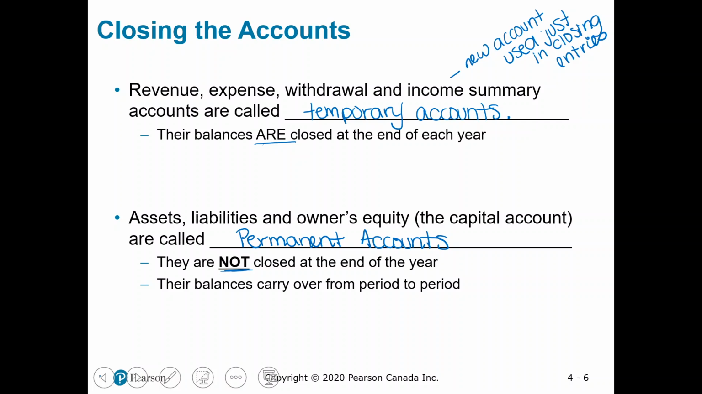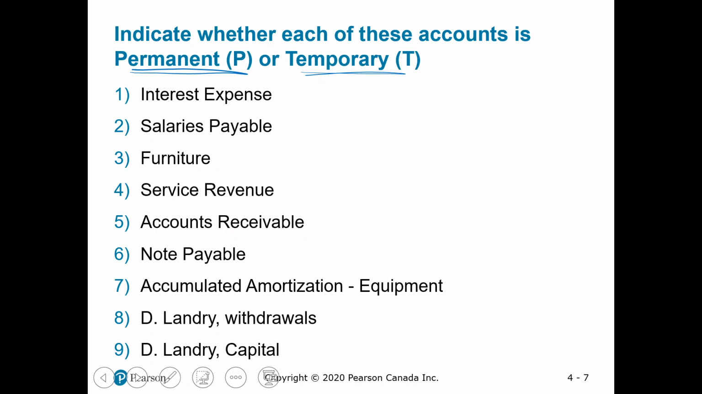So go through, if they're a revenue, an expense, or a withdrawal, they will be closed, so they're temporary. If it's an asset, a liability, or equity, it will continue on. They would be a permanent account. So go ahead, hit pause, try these on your own. It should only take a couple minutes. Once you've gone through them all, you can hit play again, and I will now go through the answers. So I'll take 2 seconds just in case you haven't paused.